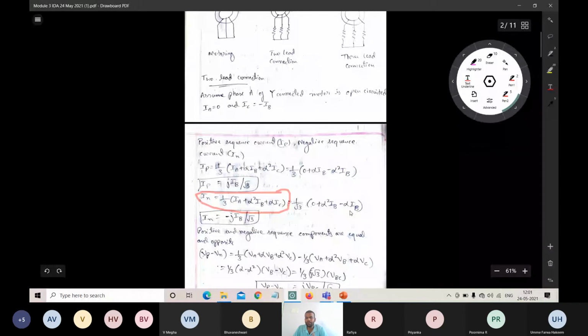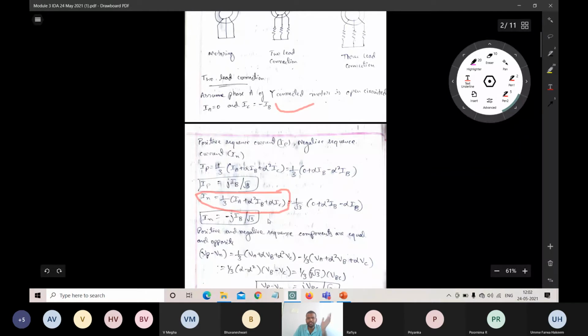Conversion factor: how to bring the different components into a single component. If IC equals minus IB, then just take alpha IB common, so we get alpha minus 1, which is equal to j 1 by root 3. Just by normalizing the equations, IN is equal to minus j IB by root 3, cos 120 minus j sin 120.